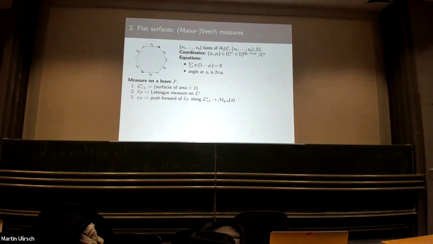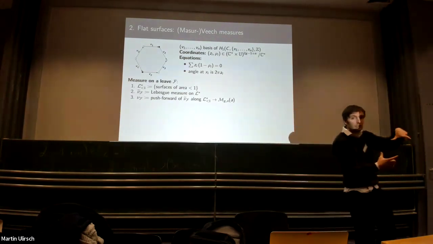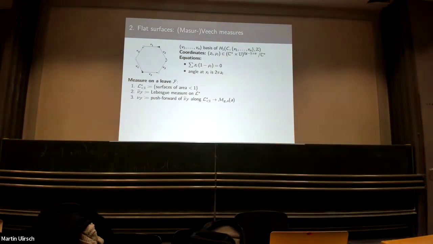On the leaves, I first consider the total space of M. The total space means I don't quotient by sigma. So it's just the space with coordinates v_i with this equation. This space is too big because I can scale any surface as much as I want. So I restrict it a bit by only considering surfaces of area smaller than 1. In some sense, locally it's a fibration over the base.